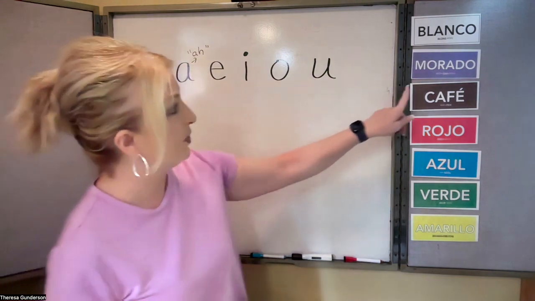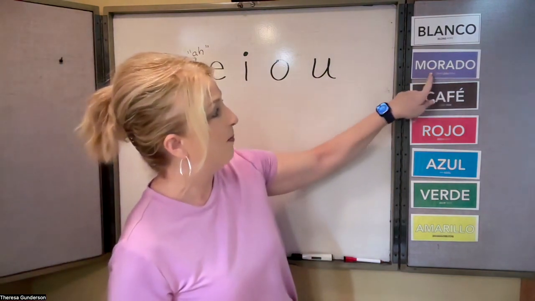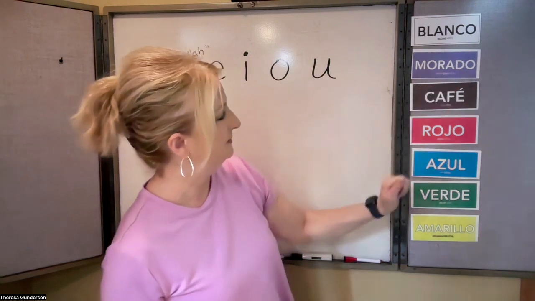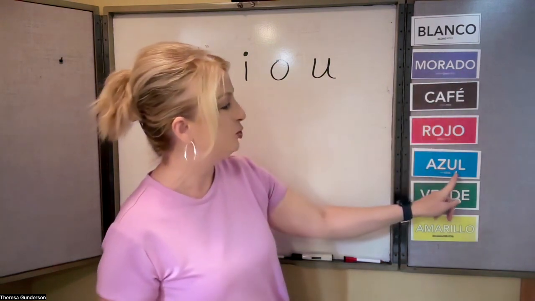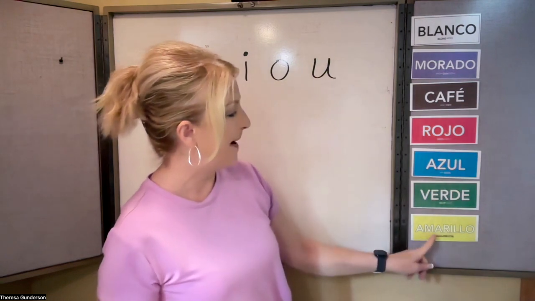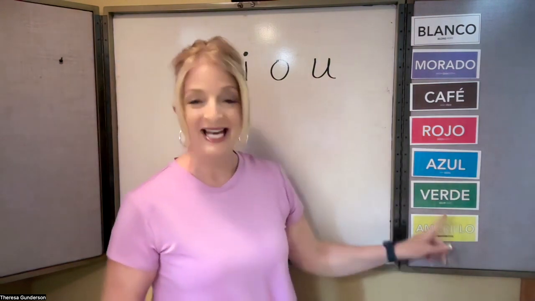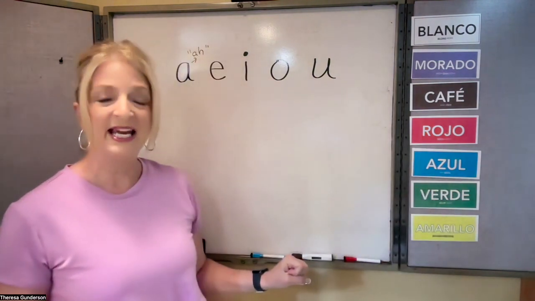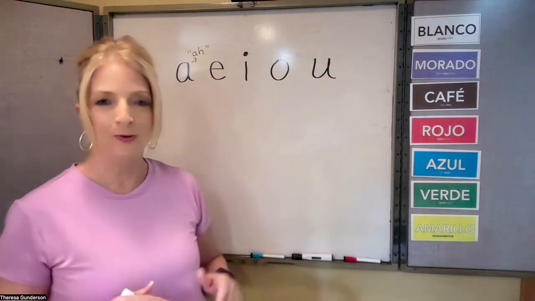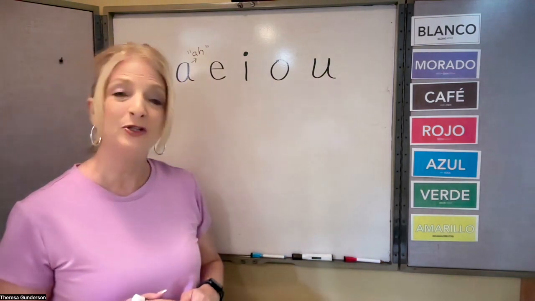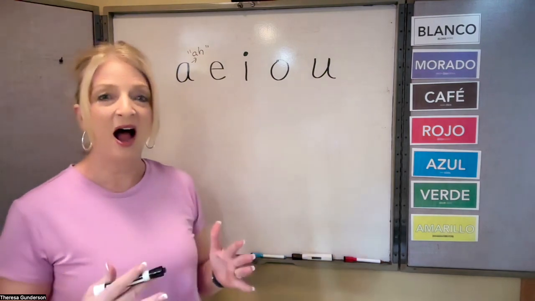Let's look at a couple words here. Morado, café, azul, amarillo. You see, in every color word, the A carries the same sound. Not only in color words, but in every word of the Spanish language. You just have to know that the A is ah.